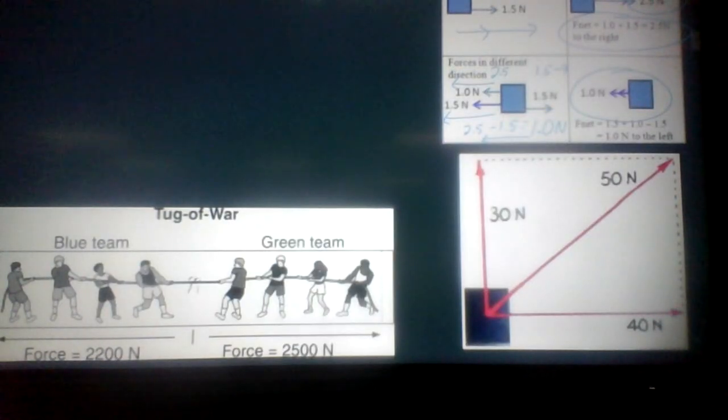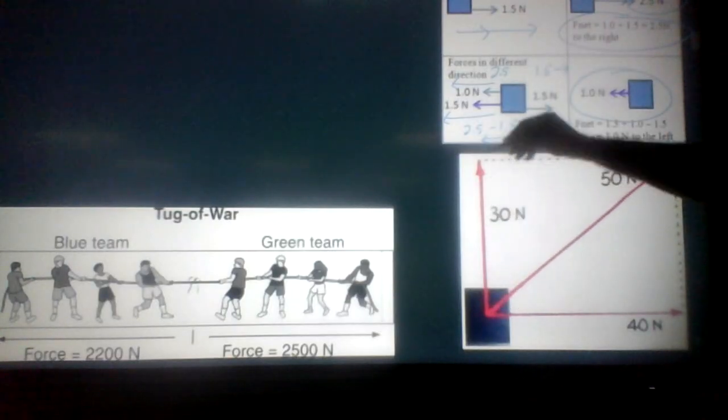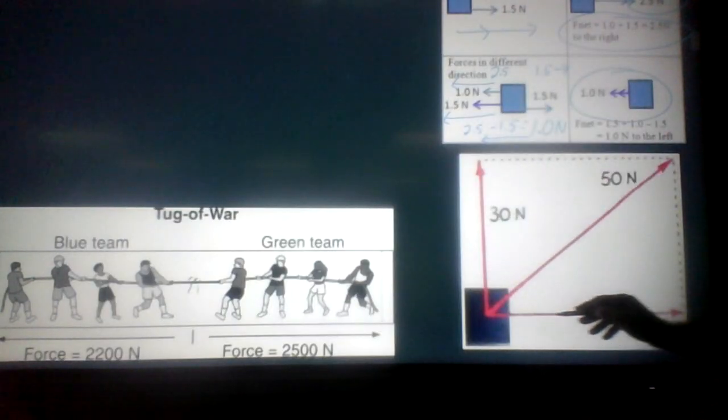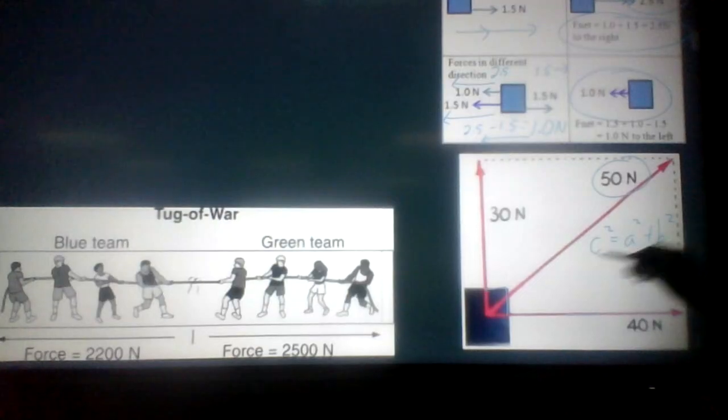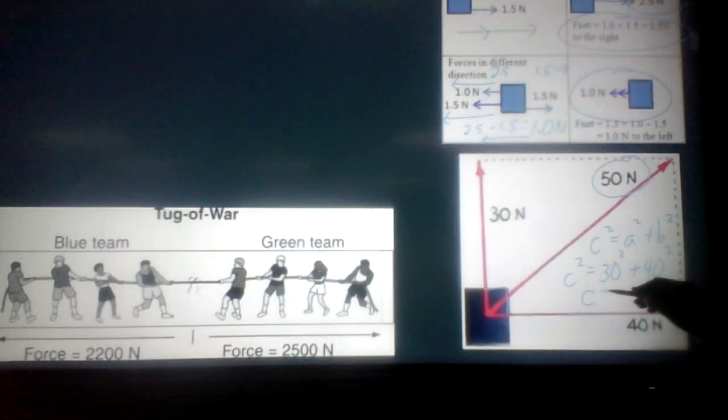Now look at the bottom right here. I want you to notice something. We have 30 newtons going north and 40 newtons going east. How are we going to figure this out? Like, where'd that 50 come from? Well, notice here we have a right triangle. So, as we've said before, your good friend, Mr. Pythagorean theorem. C squared equals 30 squared plus 40 squared. And if we go through the math, we're going to end up with 50, and then put the unit in the final answer.